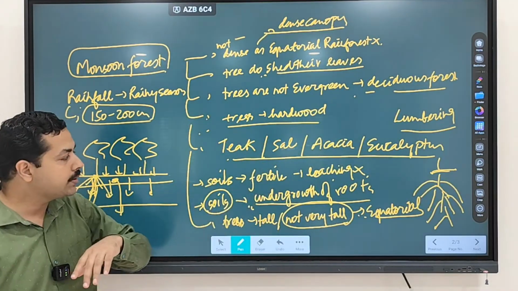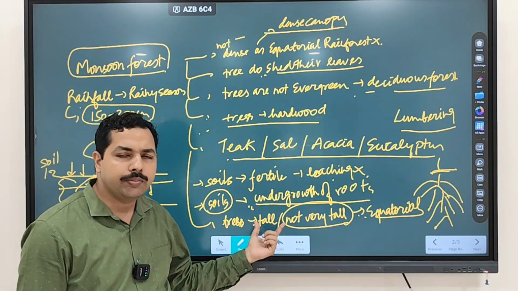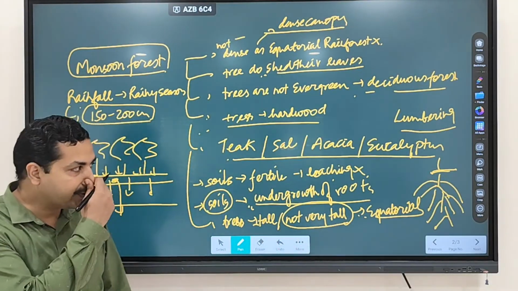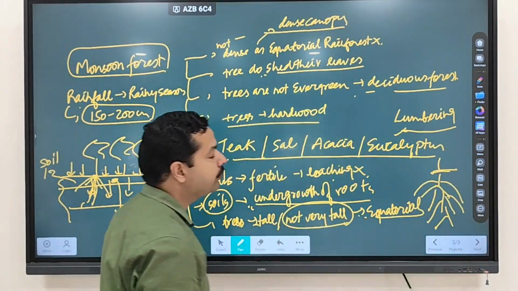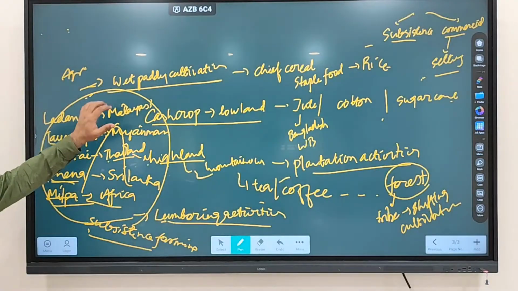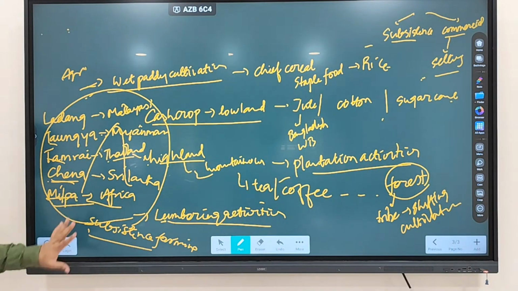Teak, sal. These are the trees you are finding, and they are tall but not very tall, as you see in case of equatorial region. Lumbering activities dominate. Along with that, you can go for cultivation of different types, like paddy cultivation, cash crop cultivation, plantation cultivation, shifting cultivation. These type of activities you are seeing in the monsoon type of climatic conditions.